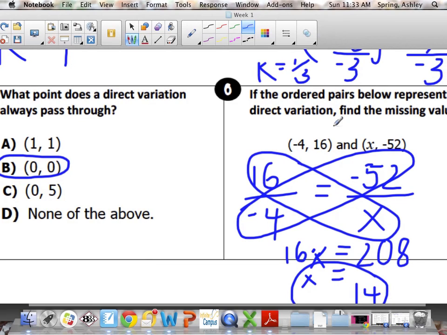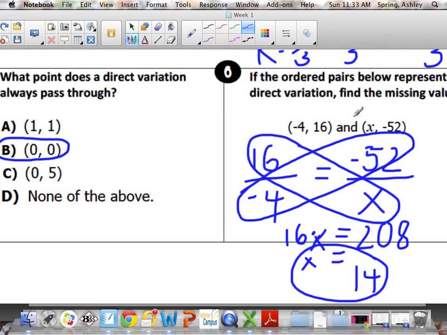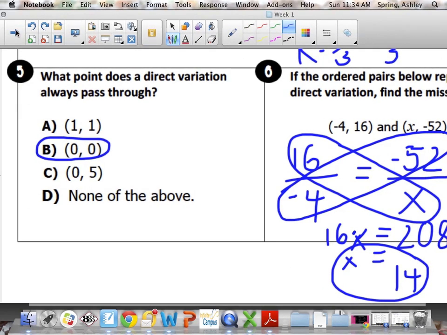And if we're trying to find a missing value in an ordered pair that we know is direct variation, we can set up a proportion where two ratios are equivalent to each other. When you have two ratios that are equivalent to each other, you know that the cross products are always going to be equivalent. And so I just cross multiplied and then did a little algebra to solve for x, which equals 14. So that is direct variation in a nutshell.